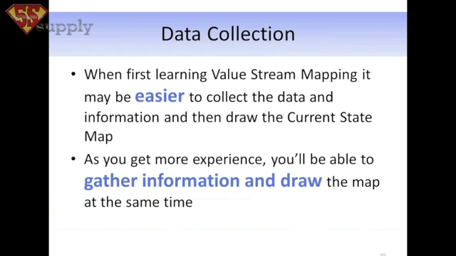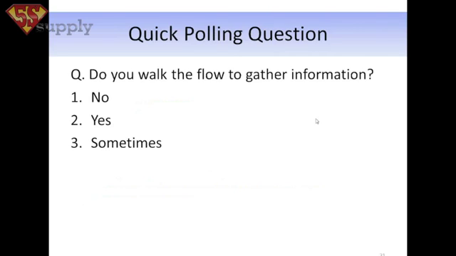What we're going to do is typically, when you do this first way, especially when you're in training, we usually have a small team, about 5 to 10 members, about 7 is a good size, and we actually go out and walk the flow and go collect the data. When you get more experience at this, you'll be able to collect the data and draw at the same time. But when we're first training people, all we do is just go out, collect the data on data sheets, and then go back in the room and actually do the drawing.